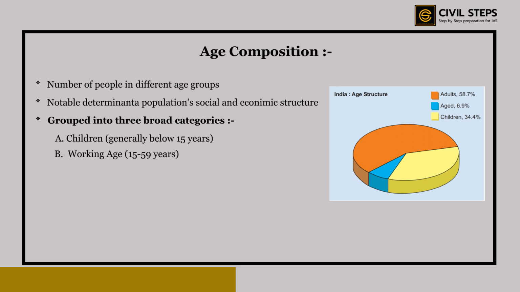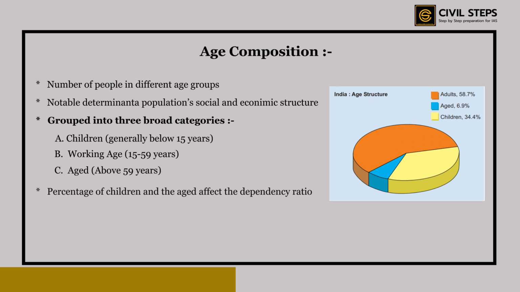And the third category is the aged, ones who are above 59 years. They can be economically productive, though they may have retired. They may be working voluntarily, but they are not available for employment through recruitment. The percentage of children and the aged affect the dependency ratio because these groups are not producers.